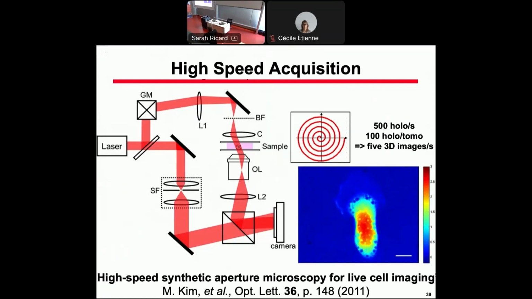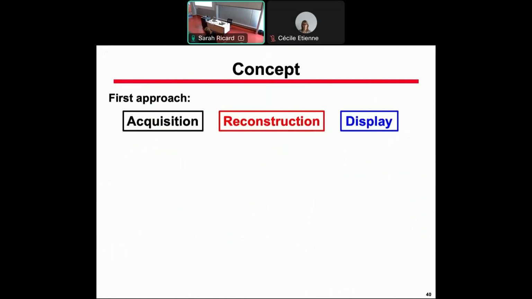We have photons, and nowadays a 100,000 frames per second camera is possible. It's just expensive. The trick is the reconstructions. They are much, much slower. And that's the way usually experiments are thought. You have the acquisition, many data, then you reconstruct, and then you display and you analyze.